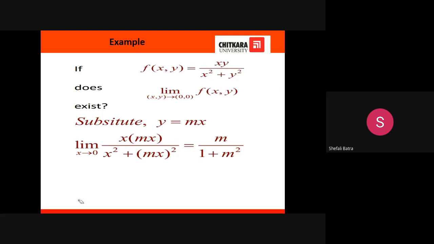Directly you're putting y is equal to mx, right? And limit x approaches to 0, x mx, x square plus mx square is equal to m upon 1 plus m square. It depends upon the value of m, hence limit does not exist. Right? Any doubt, beta? Any question?